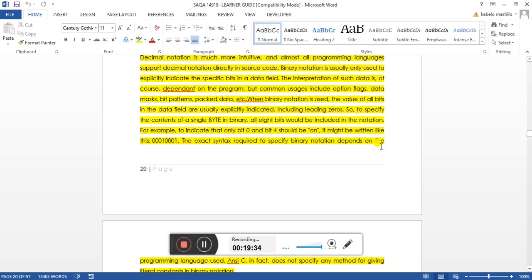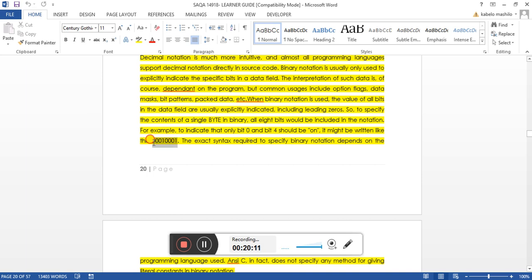So I just want to go through this again. To specify the contents of a byte in binary, all 8 bits would be included in the notation. For example, to indicate that only bit 0 and bit 4 should be on, it should be written like this. So we know in which positions 1 and 0 would be on. So let's write this down so that we can understand.